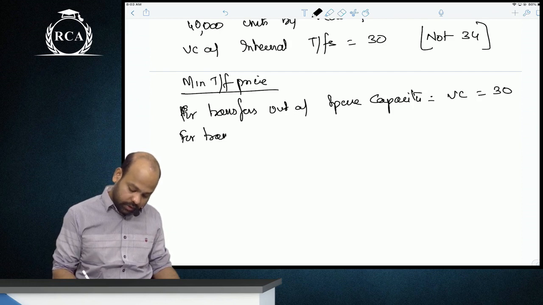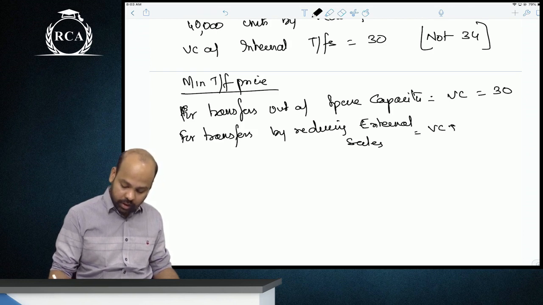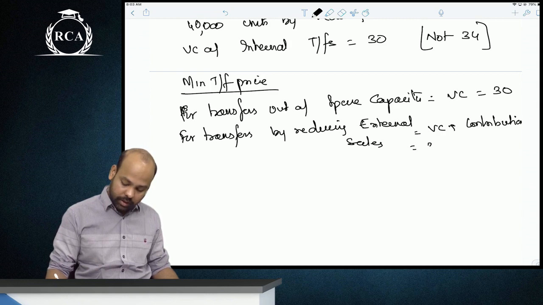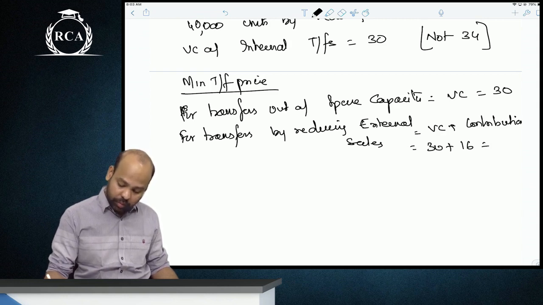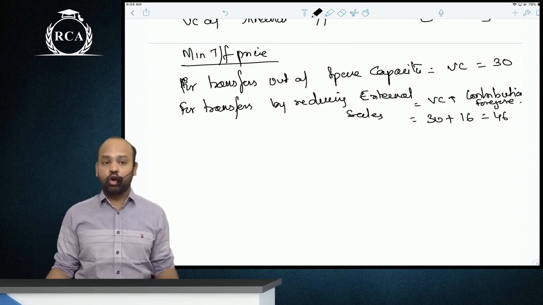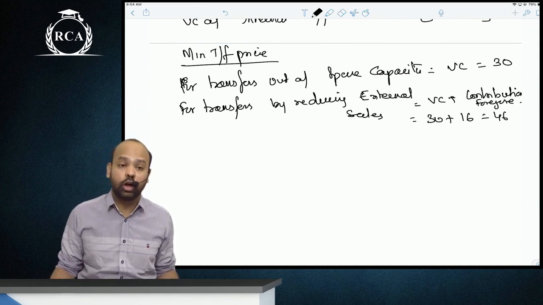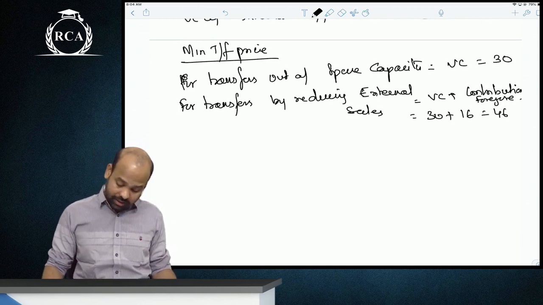And for transfers by reducing external sales, it will be both variable cost plus contribution. So that would be 30 rupees plus 16 rupees. Contribution foregone on external sales is only 16 rupees. Please do not forget, contribution foregone on external sales is 16 rupees and not 20 rupees. Okay? Yes, sir.